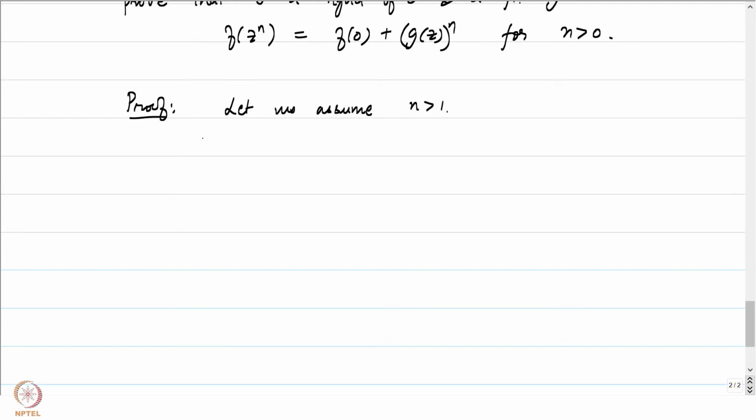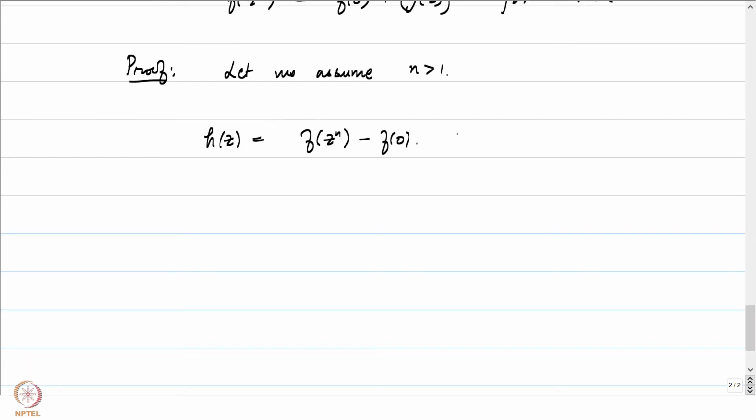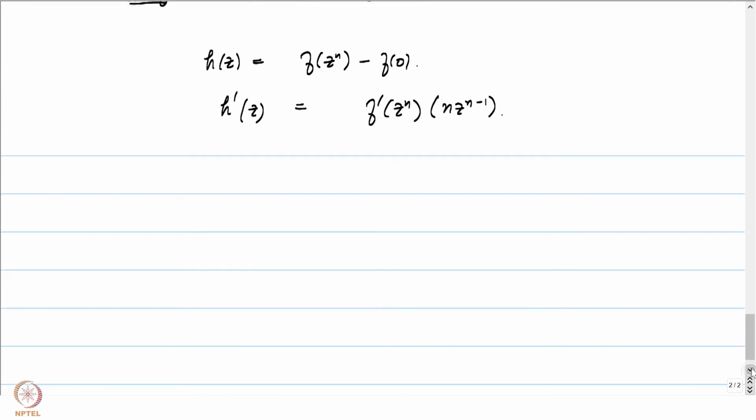Now, if n is greater than 1, then let's look at h of z equal to f of z to the power n minus f of 0. Let's try to look at the derivatives of this function h at the point 0 and try to study what the multiplicity is at the point 0 of h. We know that h of 0 is equal to 0, right? So if you notice, h prime of z, by the chain rule, is going to be equal to f prime of z^n into n times z to the power n minus 1. And we know that n is greater than 1, and therefore h prime of 0 is equal to 0.